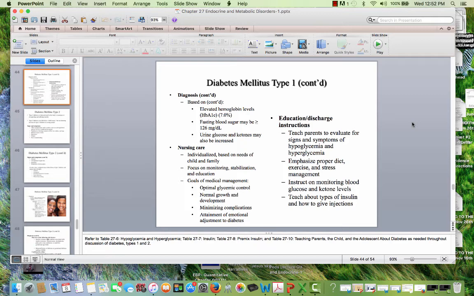You want to teach the parents how to inject the insulin as well. So you would do return demonstrations. You would talk them through the steps, such as checking the expiration date on the insulin bottle, preventing the spread of bacteria by washing their hands, cleaning the rubber stopper on the insulin bottle with alcohol, removing the syringe cap, pulling air into the syringe, and lining up the end of the black plunger. So you want to go through all the steps that are needed as well.